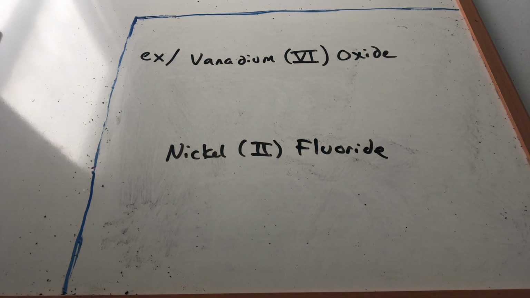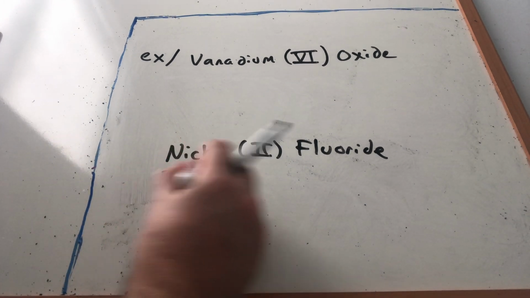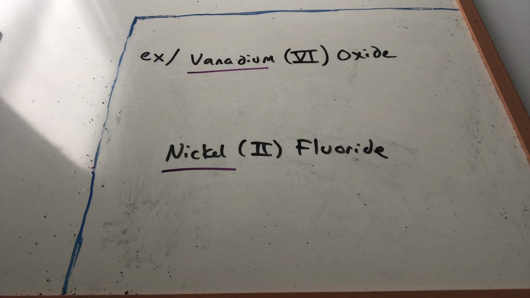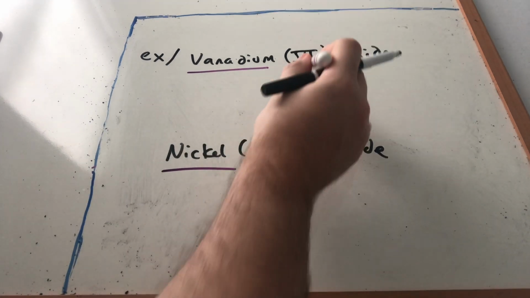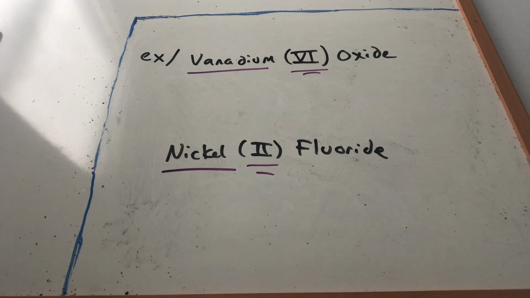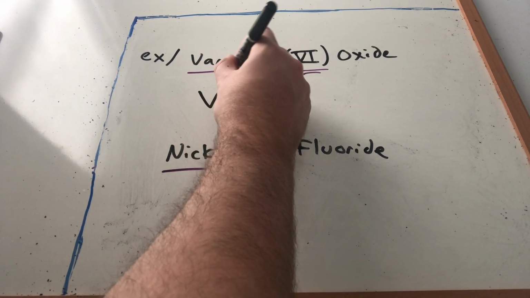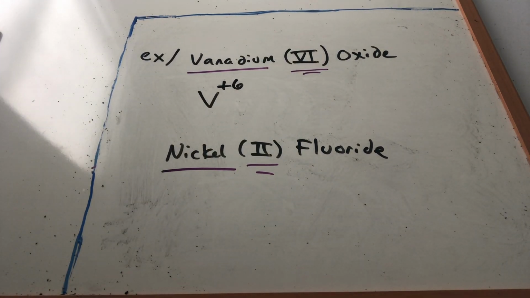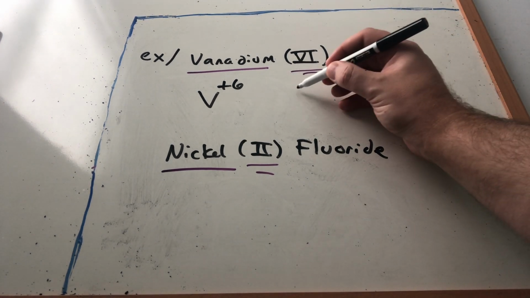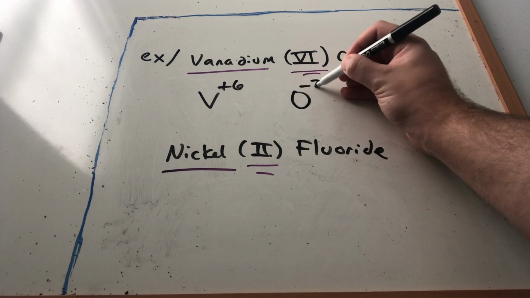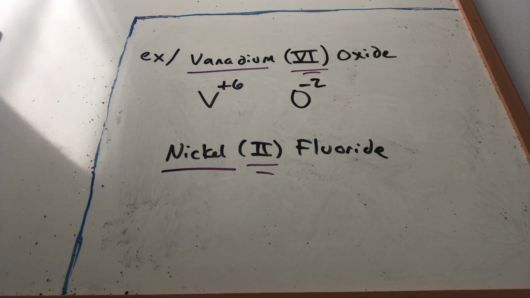So how do I know this name actually involves an ionic compound? I see names of metals. These occur as elements in the transition block. And I can see that they're transition metals because of the information given here. This Roman numeral 6 tells me that vanadium, which is V, is +6 in this compound. It's given right in the name. Oxygen, which would give me an oxide, is always -2.